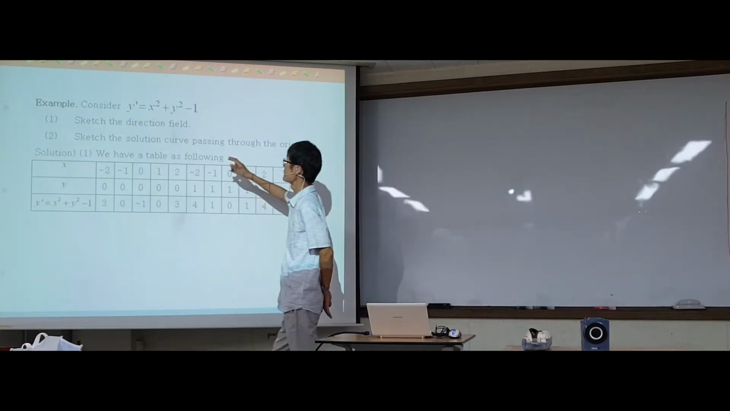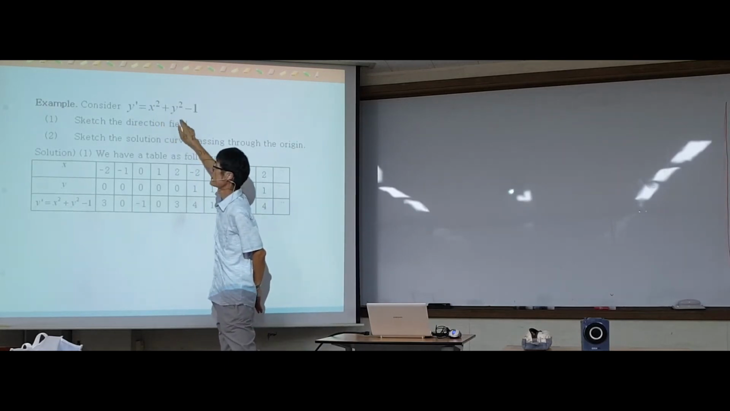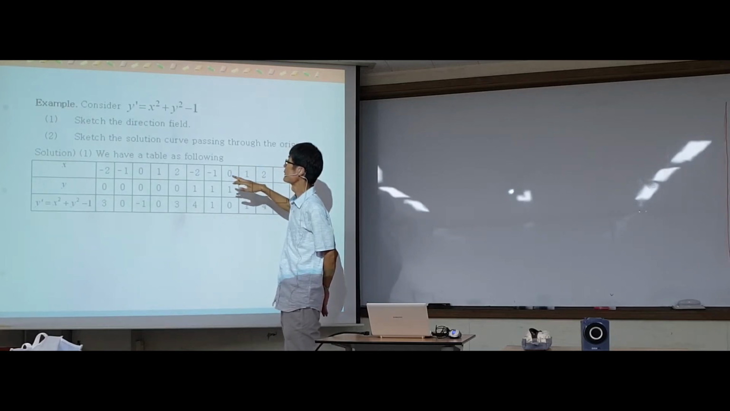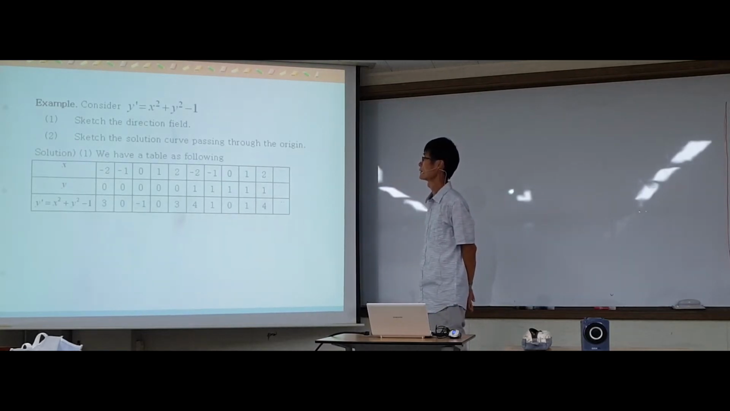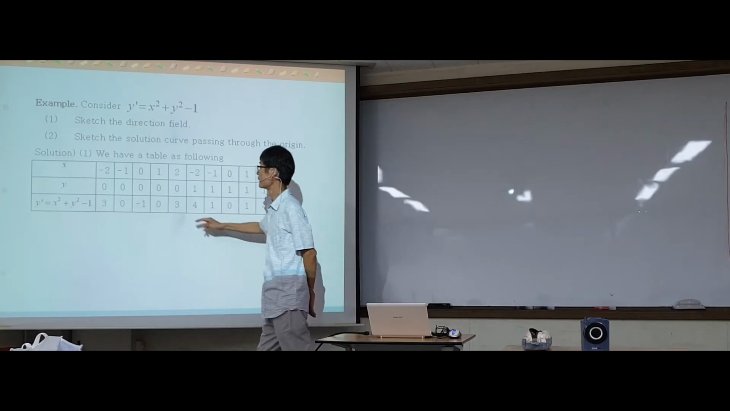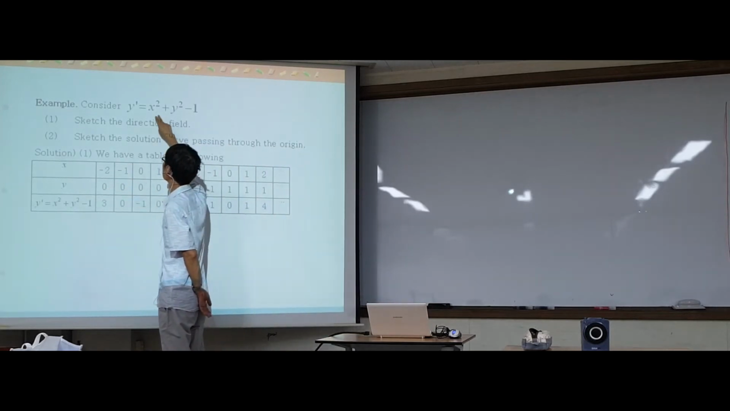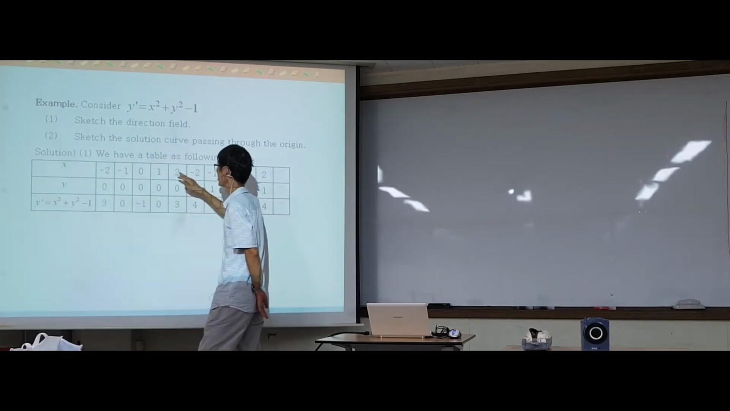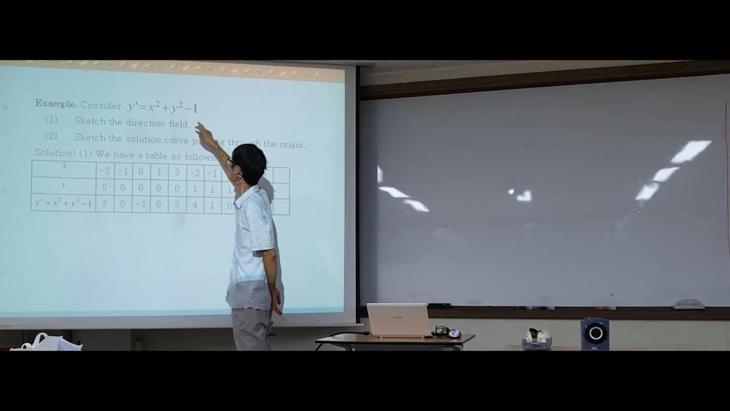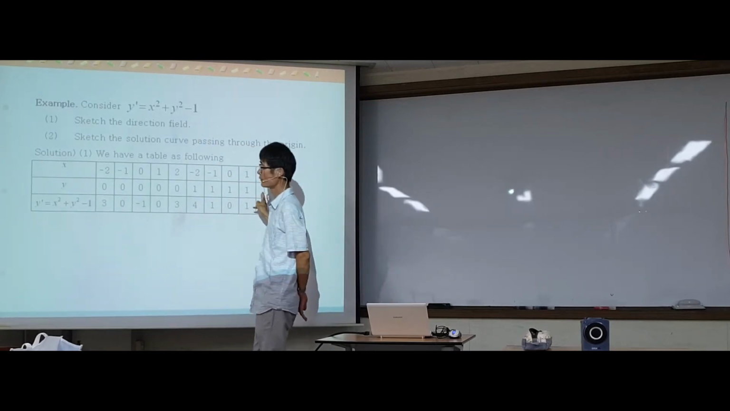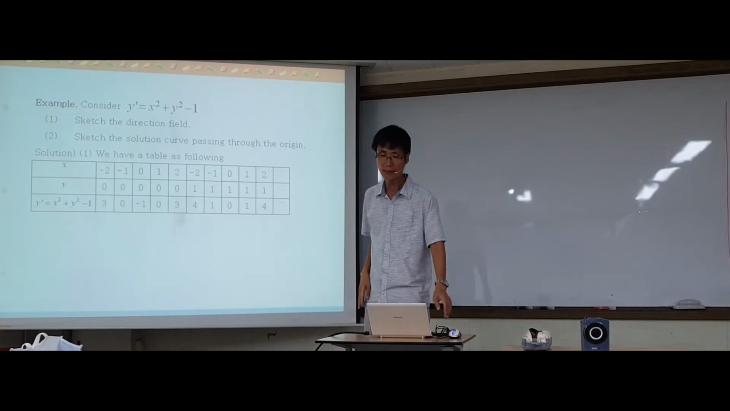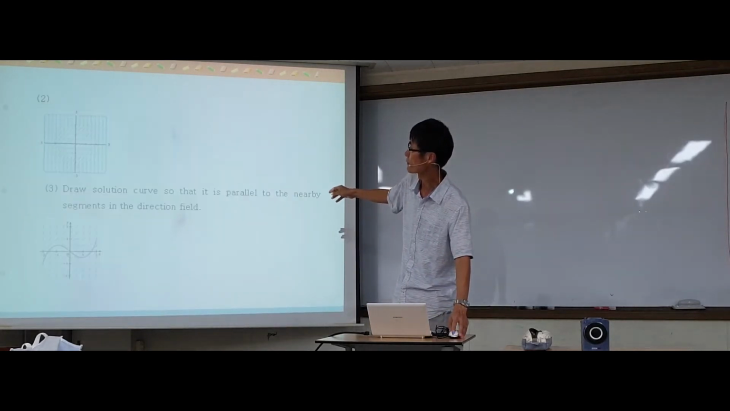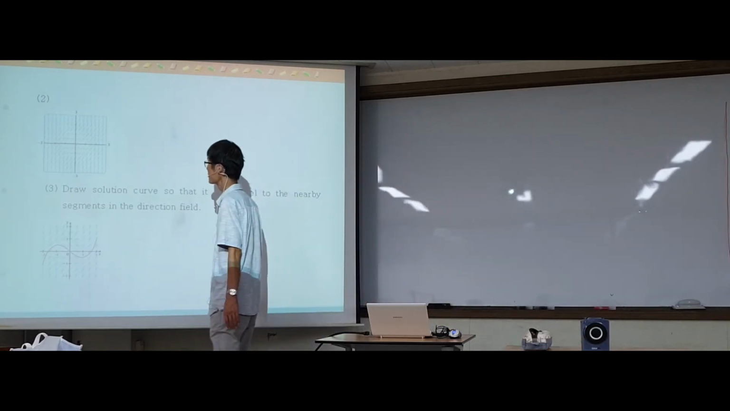If y prime is given in this form, so let's consider this part is large f x, y. Then we want to find the direction field, and in the second step we want to sketch a solution curve which passes through the origin. By putting some numbers, for example, if x is minus 2 and y is 2, then we can see y prime is 3, and if x is minus 2 and y is 1, then we can also see that it is 4, and so on. In this way, we can compose a table for x, y, and its slope y prime. Then, based on such a table, we can draw a field like this one.